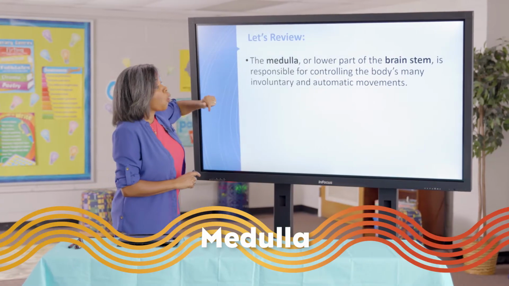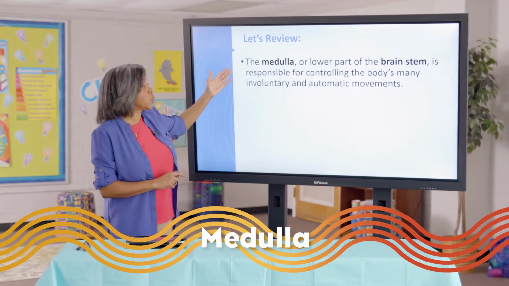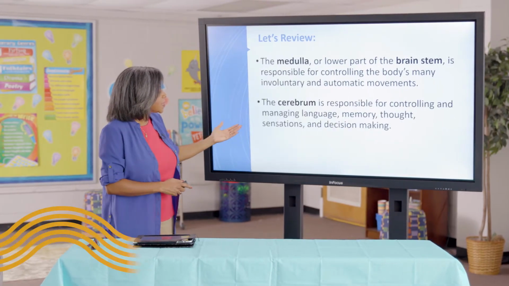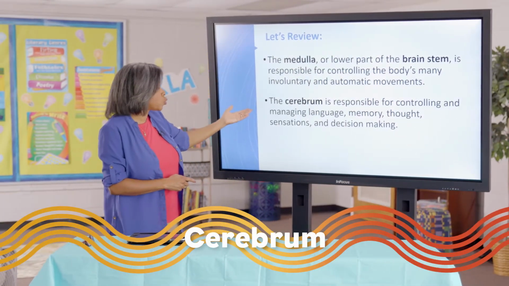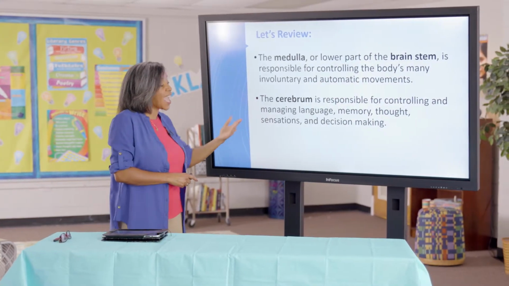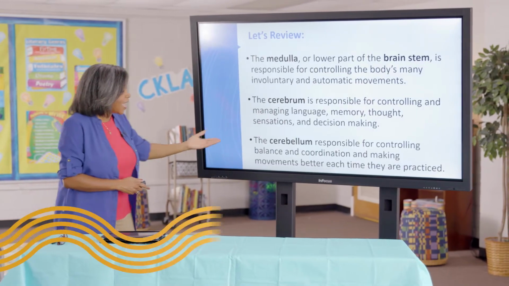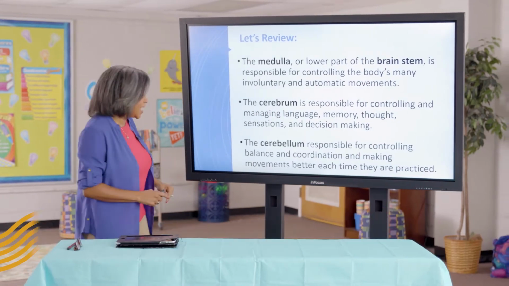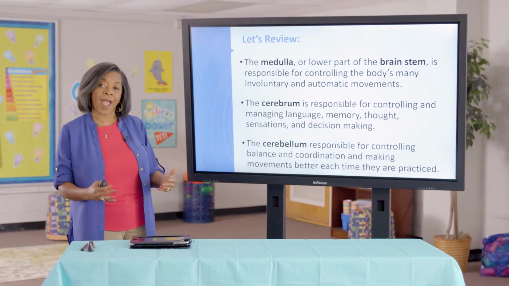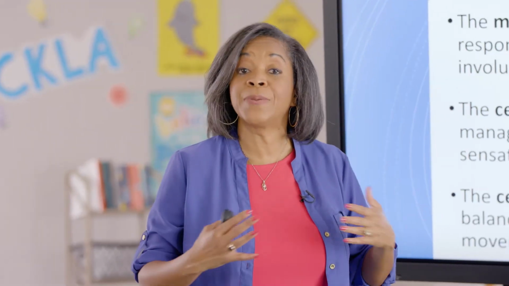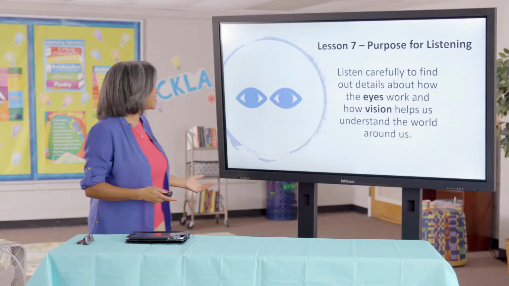All right, the medulla, or lower part of the brain stem, is responsible for controlling the body's many involuntary and automatic movements. And the cerebrum is responsible for controlling and managing language, memory, thought, sensation, and decision making. And the cerebellum is responsible for controlling the balance and coordination and making movements better each time they are practiced. So these three parts of your brain, once again, help you to function and live and go about and do so many great things.